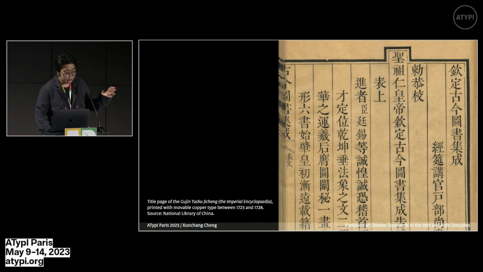And there are also high-quality prints in early Chinese mobile type printing. For example, the largest printing project during the Qing Dynasty was the Gujin Tushu Jicheng, which was printed with mobile copper type between 1723 and 1728.